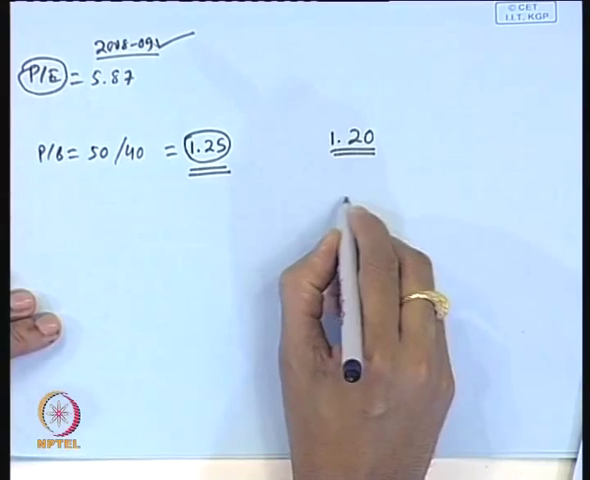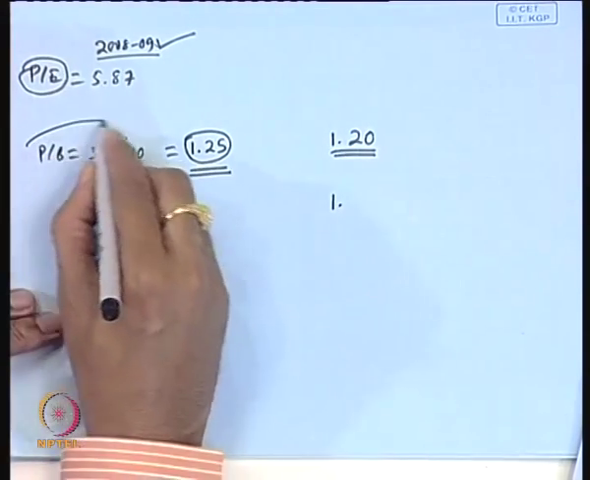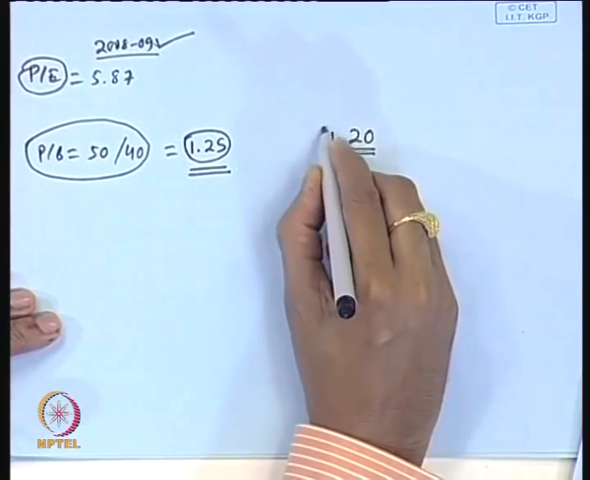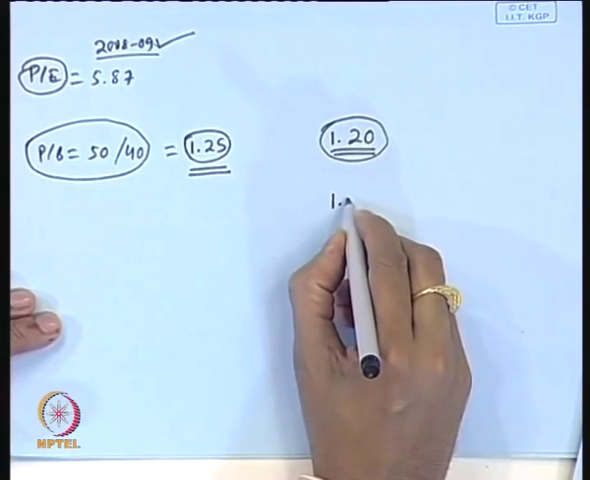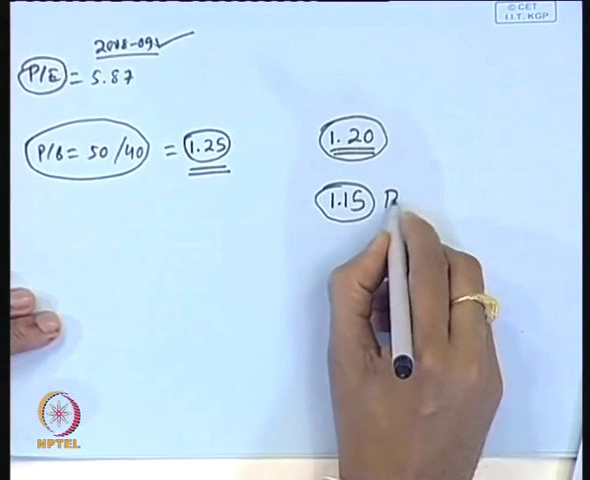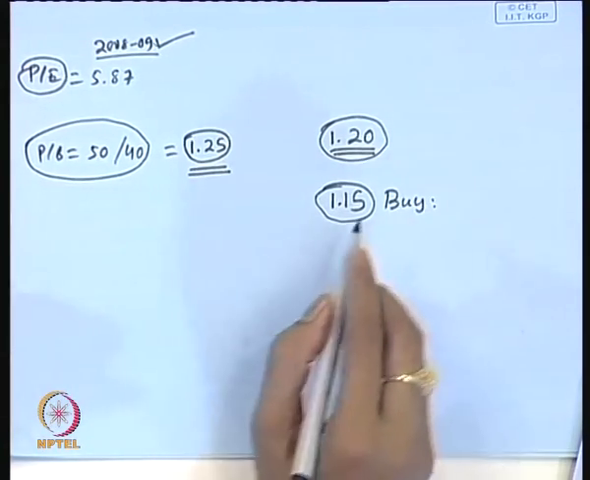But if the average P/B ratio of the industry, our benchmark, is 1.20, and you come across a company whose P/B ratio is 1.15, then in that case we will always like to go for a buy decision for this share.